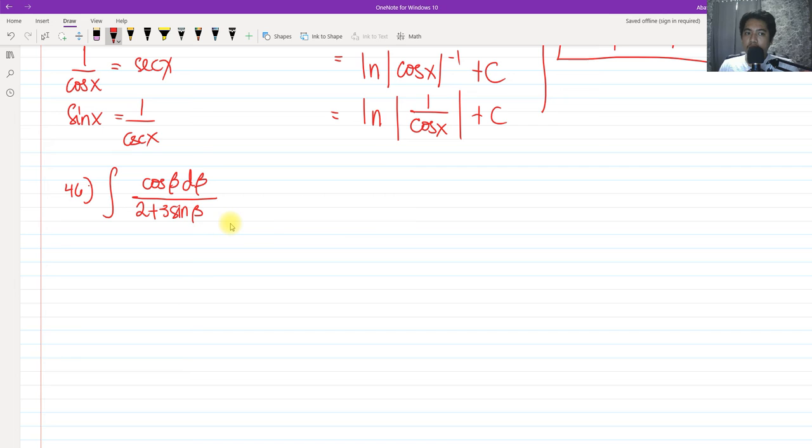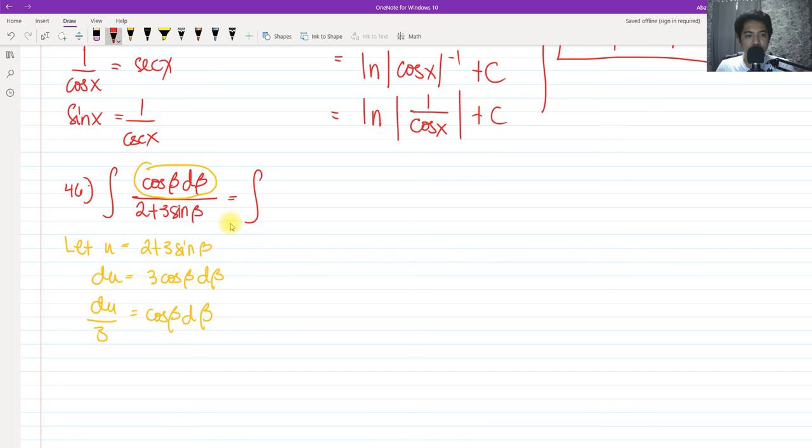So if we're going to get the integral of this, we have cosine beta d beta over 2 plus 3 sine beta. That is simply a U substitution. We know that there is a relationship between the sine and cosine, such that the derivative of sine is cosine. So we let u equal 2 plus 3 sine beta. Then du is 3 cosine beta d beta, of which cosine beta d beta is here, so I can isolate du over 3.